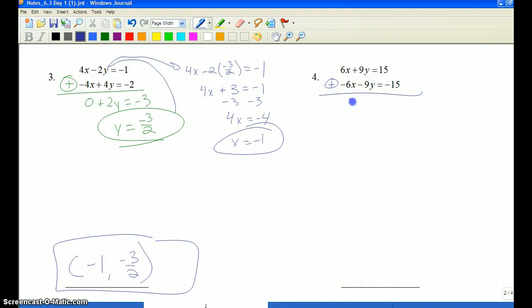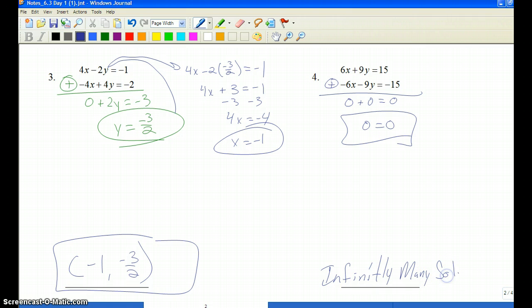6x minus 6x is 0x, so it's just 0. 9y minus 9y is 0y, which is just 0. 15 plus negative 15 is 0. 0 equals 0. Which solution is that? Which answer? Infinitely many. Okay? Any questions?